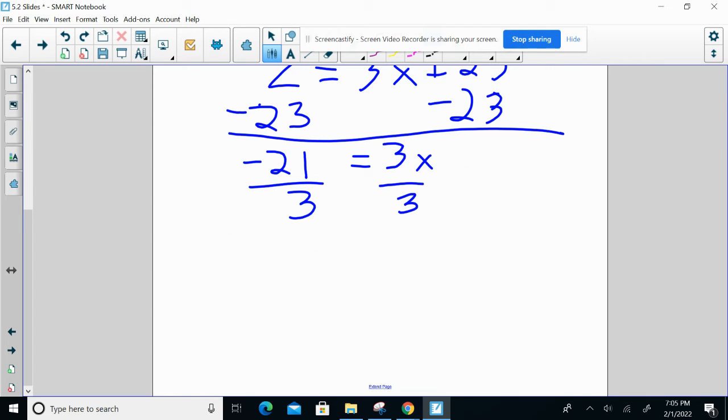And after you subtract 23, you get negative 21. We want to get x by itself. Divide both sides by 3. x equals negative 7. Circle it. Now we're not done, but we're close.